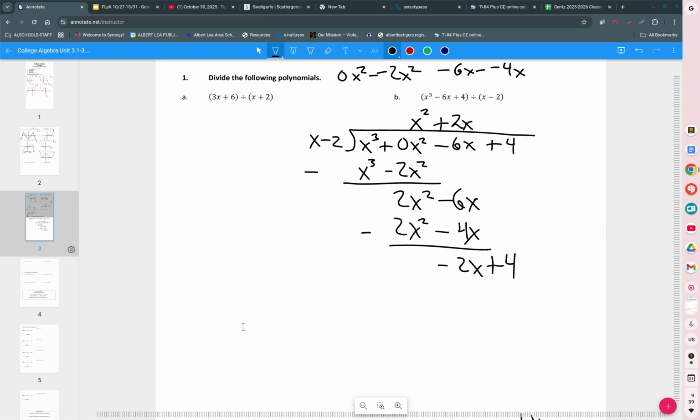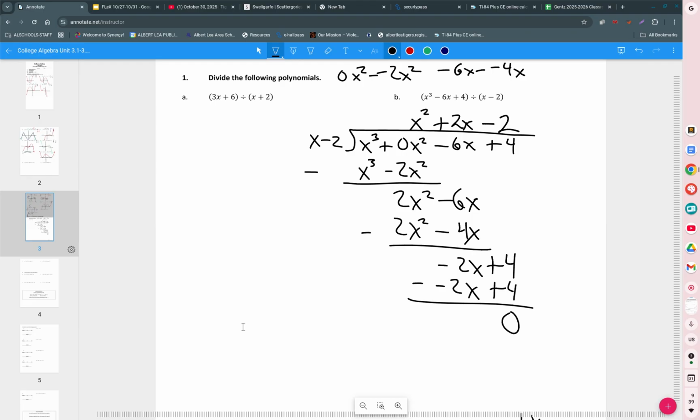We start again. What do you multiply x by to get negative 2x? So I multiply, I get a negative 2x, I get a plus 4, when we subtract those, we get 0. It divides evenly.